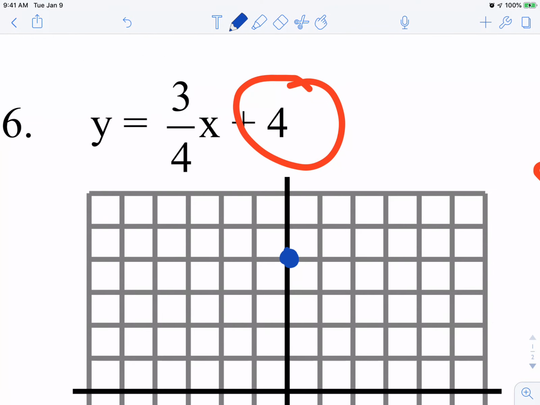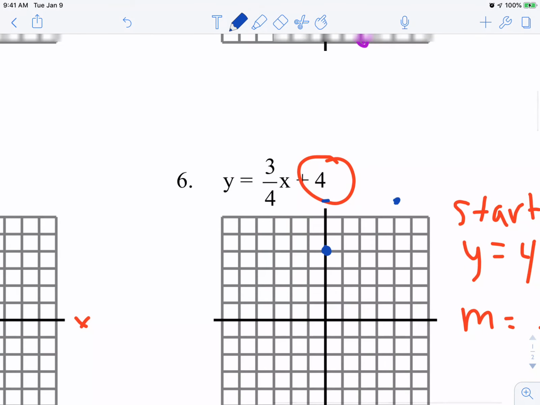So you see, if you go up 3, you're off the graph. I recommend just make another mark. 1, 2, 3, 1, 2, 3, 4. Because in the real world, your graph will be a lot bigger than this. So just draw your line.